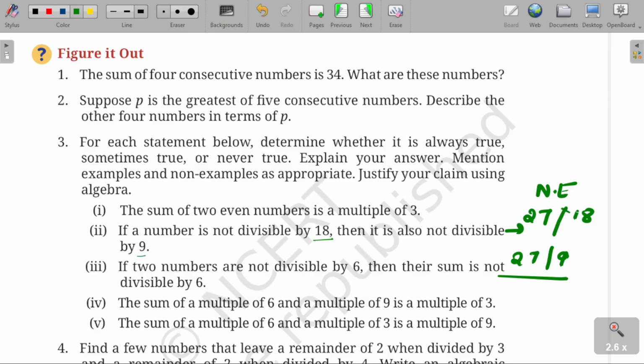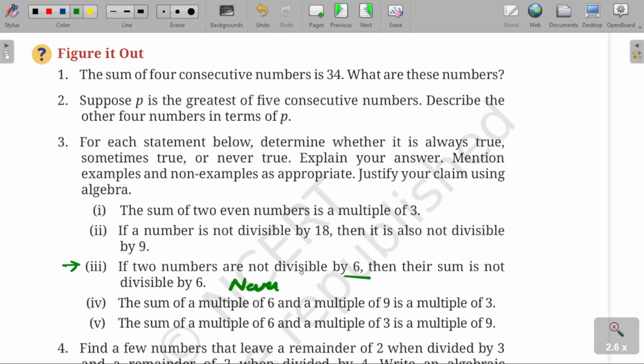So, third part. Third part is, if two numbers are not divisible by 6, then their sum is not divisible by 6. So this is never true. ये तो हमने in-text part में भी किया था. This is never true. If two numbers, say 8 and 10, I'm taking 8 and 10. They are not multiple of 6. But 18 is, right? 18 is divisible by 6.